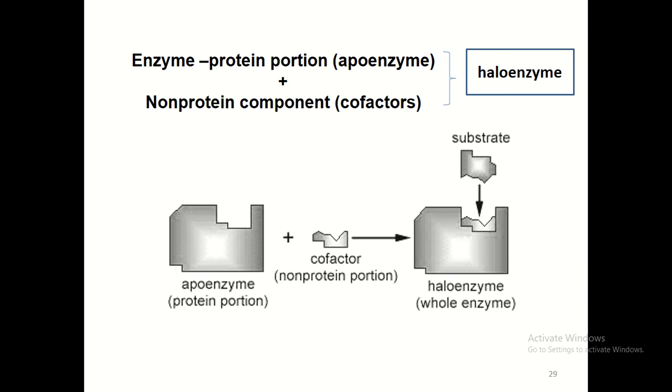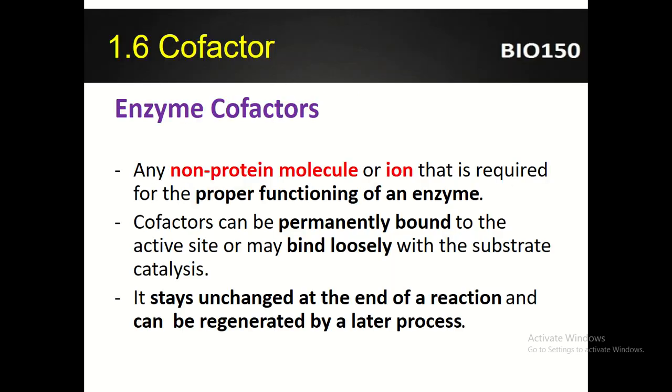However, look at this one first. Enzyme without any cofactor, we call it apoenzyme. Okay, when the enzyme combines with the cofactor to help or to increase the enzyme efficiency, this enzyme now we call a holoenzyme. Enzyme without cofactor is apoenzyme. Enzyme with cofactor is holoenzyme. Okay, so more details on cofactor.